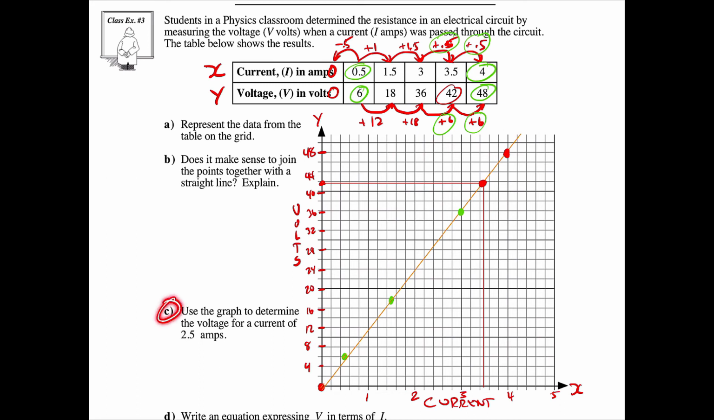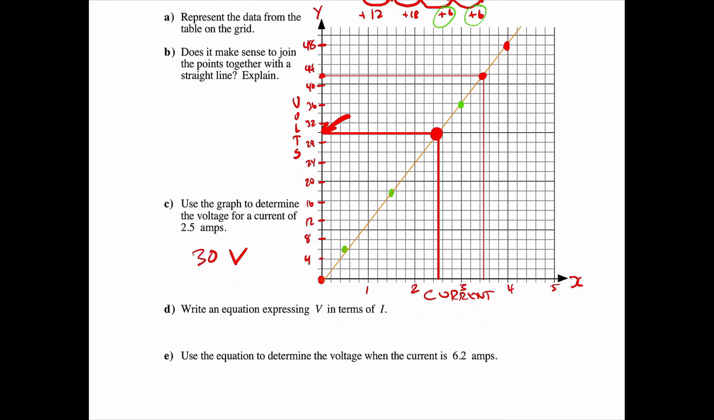And actually part C is asking me to do that. It's saying use the graph to determine the voltage for a current of 2.5. So again, what you're going to be doing is finding 2.5, which is about right here. We're going to draw a straight line until it hits right there. And then we're going to draw one coming across right here until it hits at that point. That is where it's at, and we can see that that value right there is going to be 30. So that would be 30 volts.